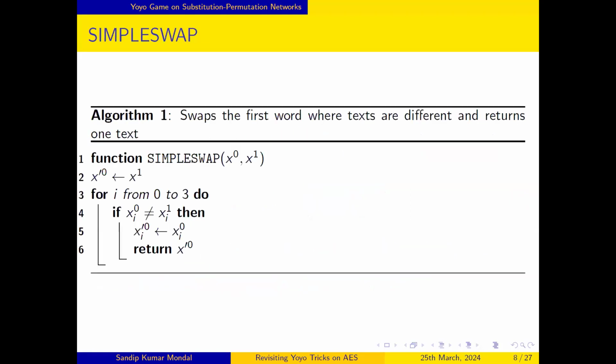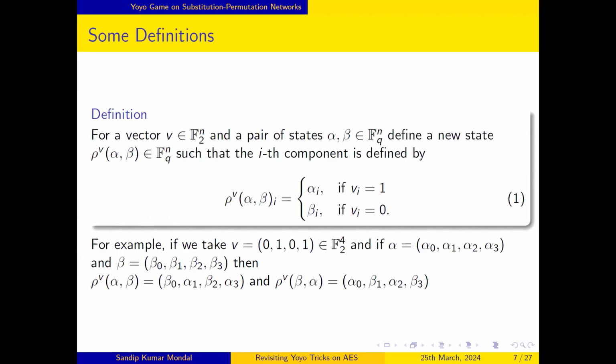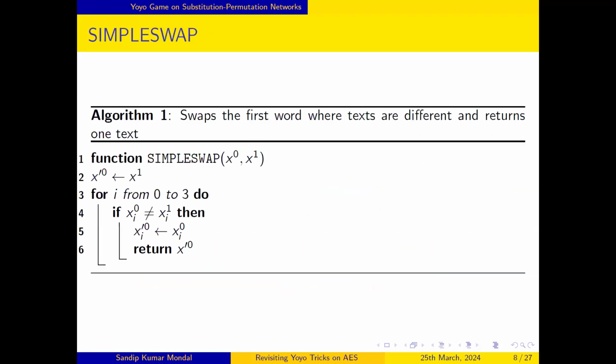So simple swap is the algorithm of this swapping, and it is used in the quartet. What is the quartet? Where the first texts are different, we swap the first text.